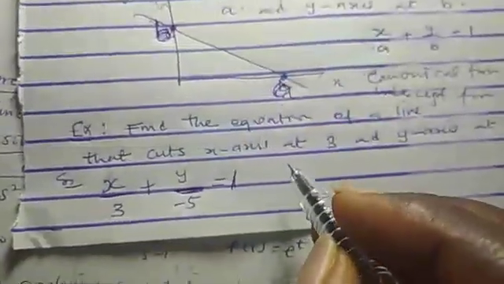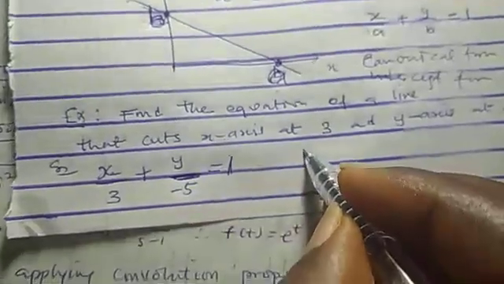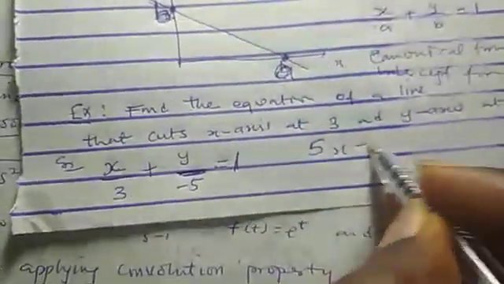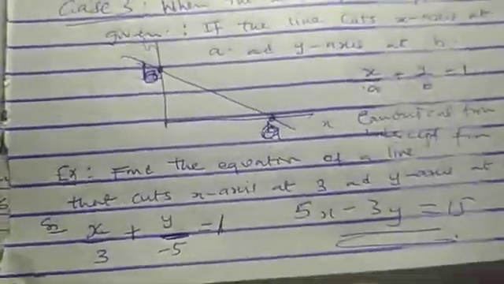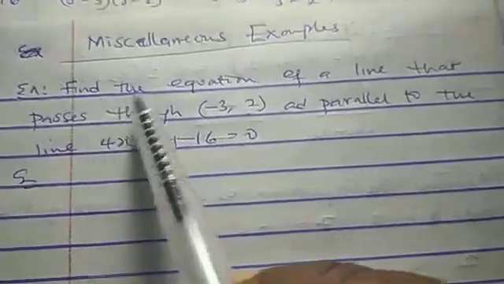You can see that this topic is simple. The only thing is that you only need to recall the formulas. So if you cross multiply or simplify, you are going to have 5x minus 3y equal to 15. So this is the equation of such a line that cuts the x-axis at A and the y-axis at B. Now, let's consider general questions on the equation of a line.